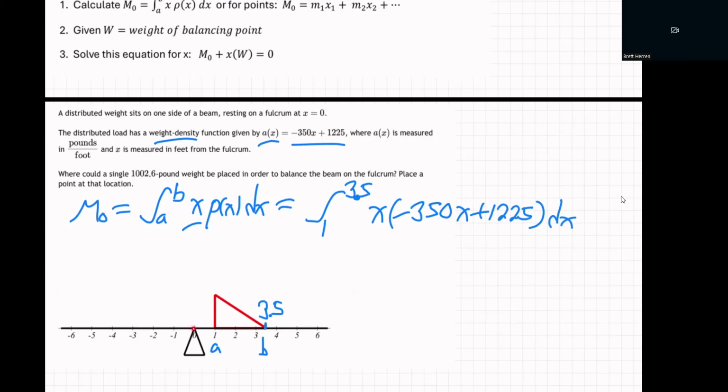It'll tell us, moments are like torque: the more weight, the further away it is from the center, the more it pulls down this way. And then we'll figure out what weight on this side will balance it. So, all right, there's our integral.